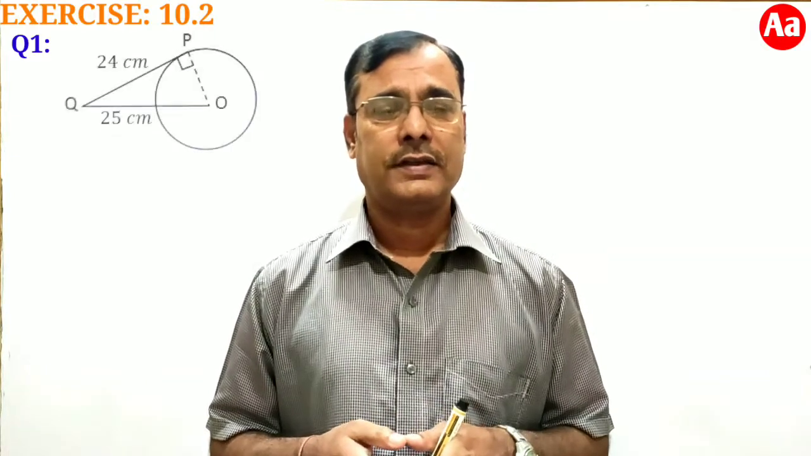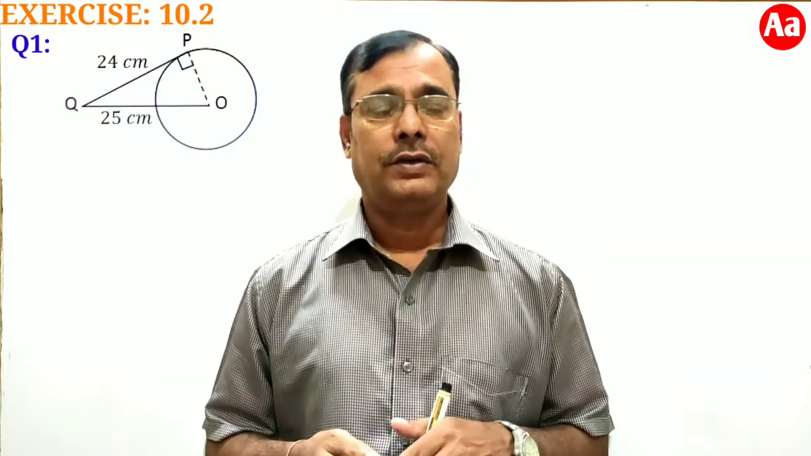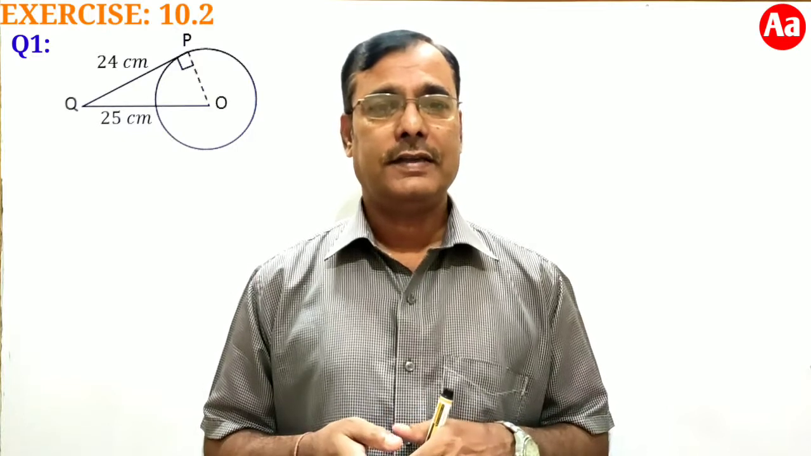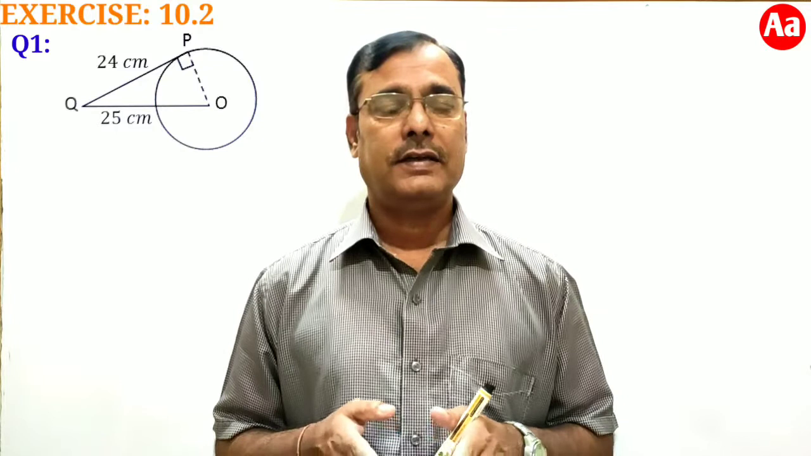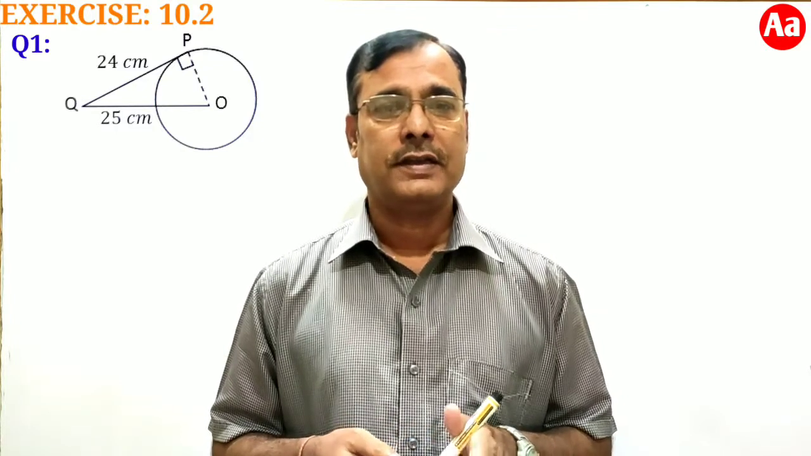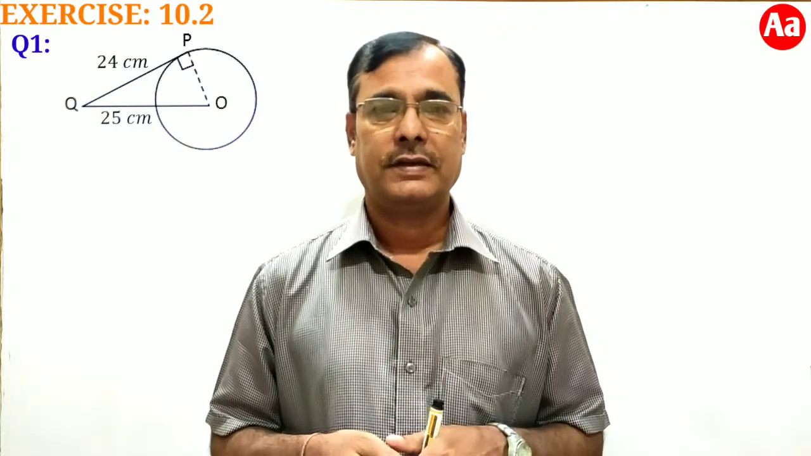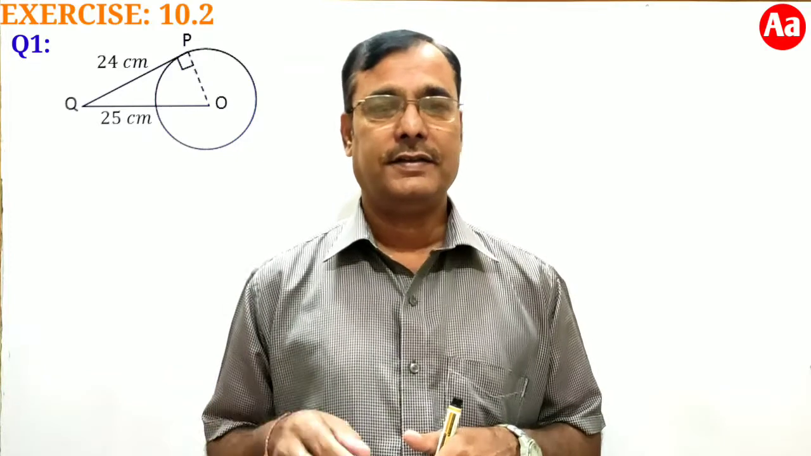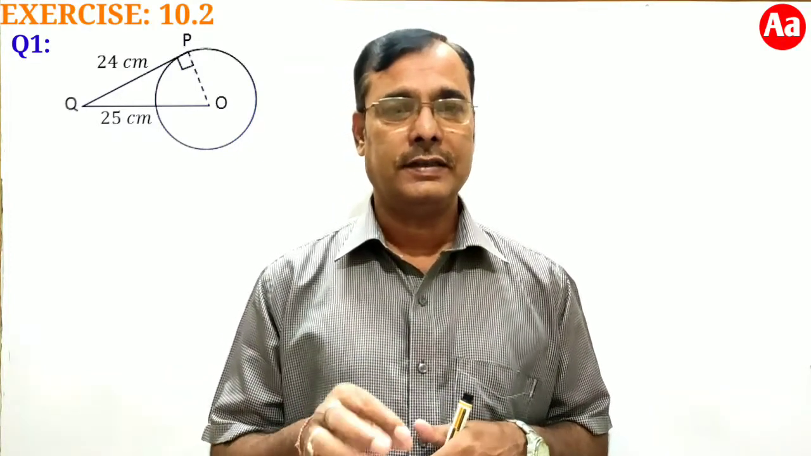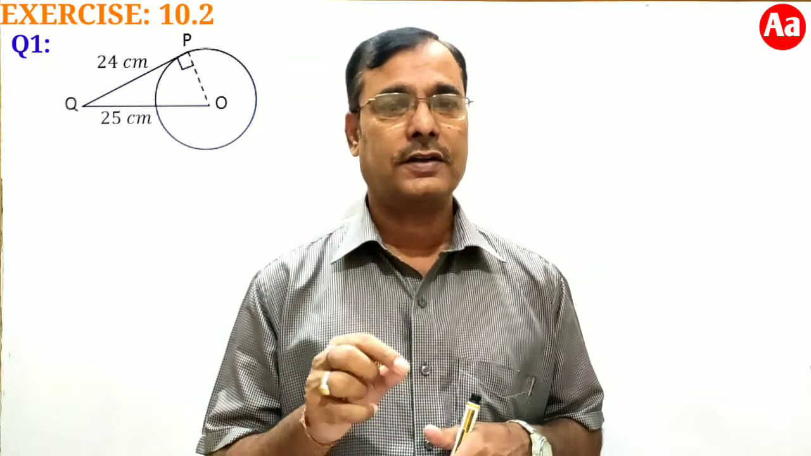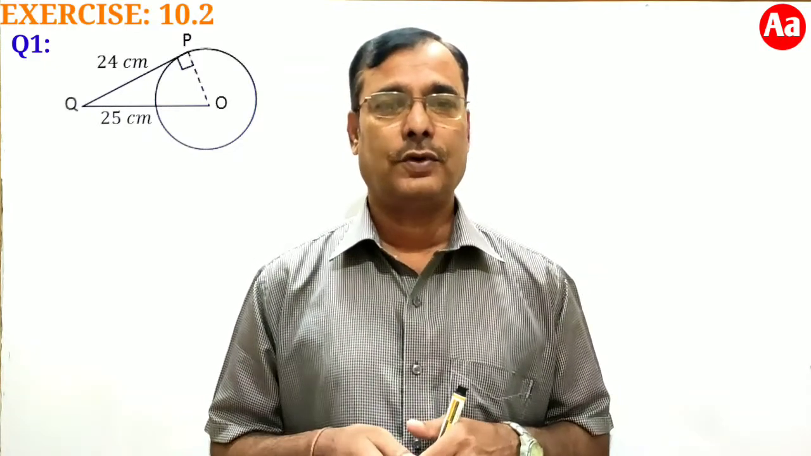Question number 1 is: from a point Q, the length of tangent to a circle is 24 centimeter and distance of point Q from the center is 25 centimeter. The radius of the circle is. For the radius of the circle, we are given 4 options in this question and we have to choose one correct option from these 4 options.